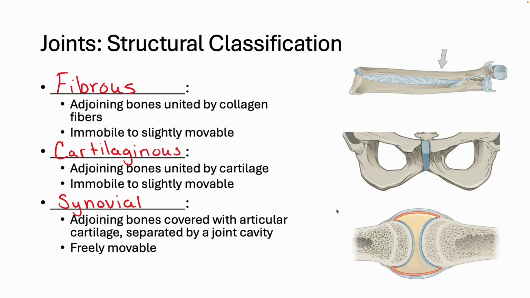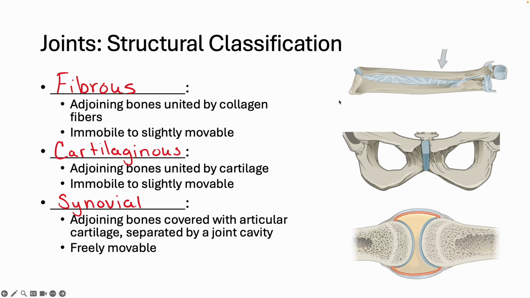Structurally, they can be classified as fibrous joints, cartilaginous joints, or synovial joints. Fibrous joints are going to be those that join bones united by collagen fiber. They will be immobile to slightly movable. So an example would be the connection between the radius and the ulna. Those are all fibrous joints that connect those.